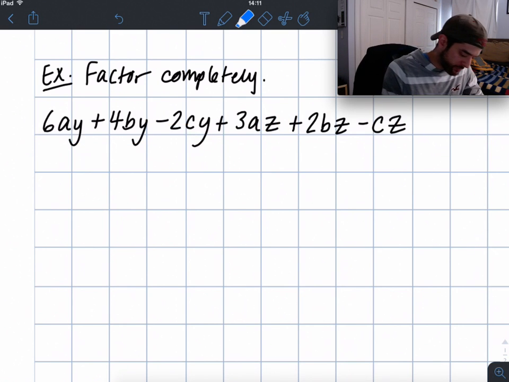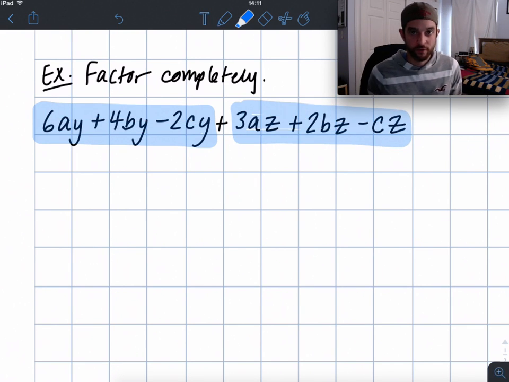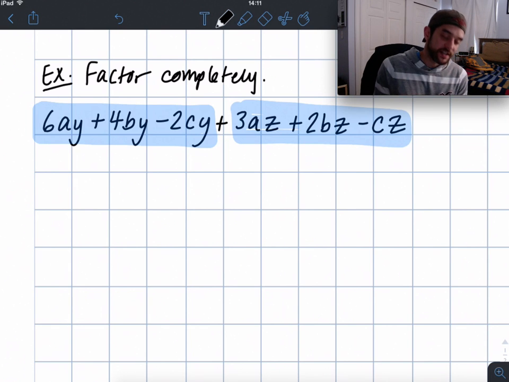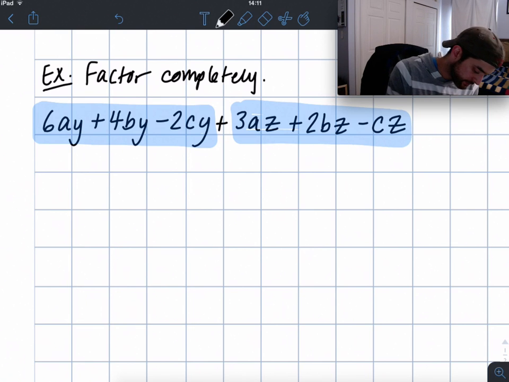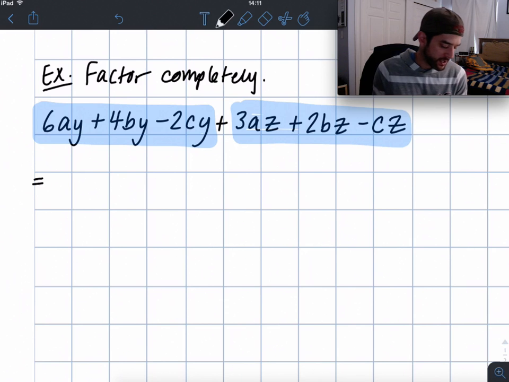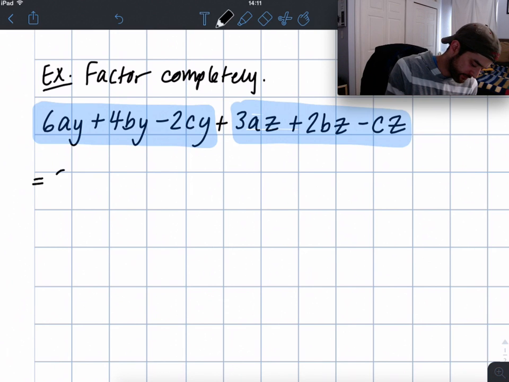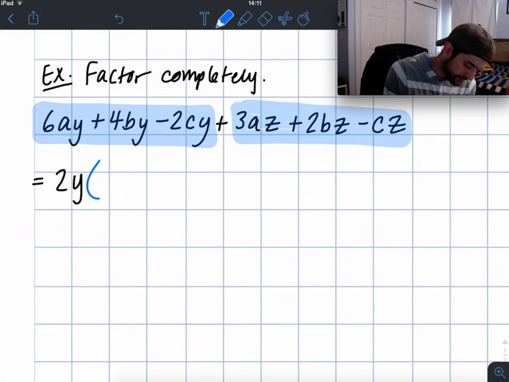So with factor by grouping, we're going to look at these terms, or these groups rather, to see if there's something that is left over that's common when we factor out a greatest common factor. So with the first trio, we have a 2y that we're going to factor out. And what we'd have left over if we factored out a 2y is a 3a, a 2b, and a minus c.